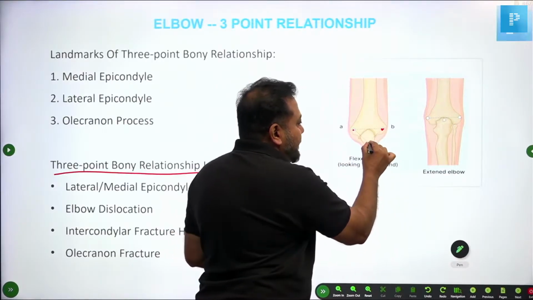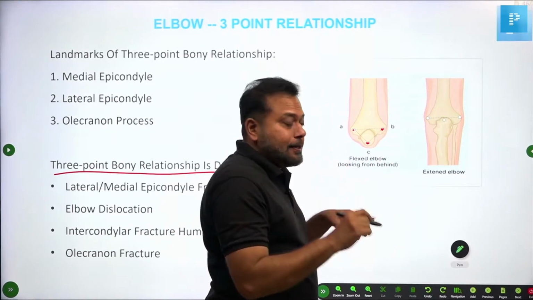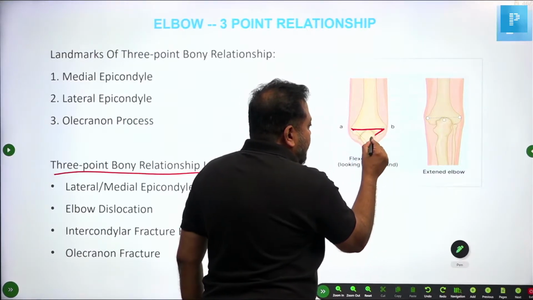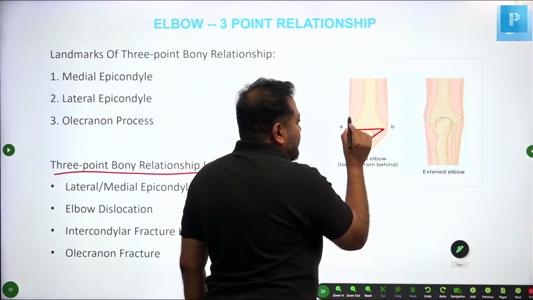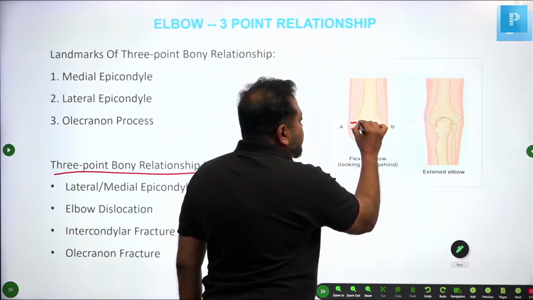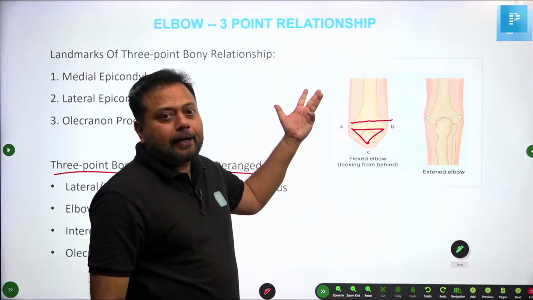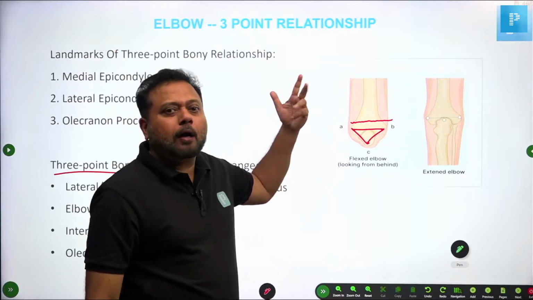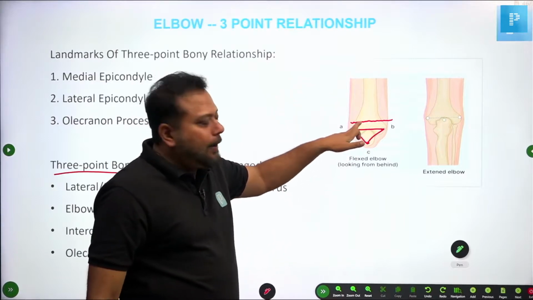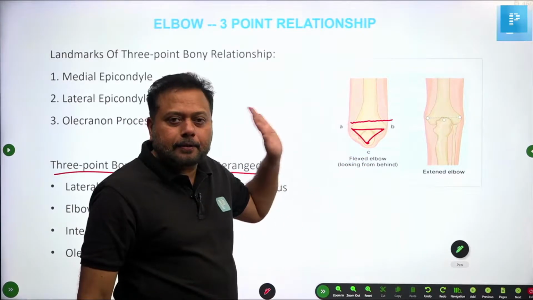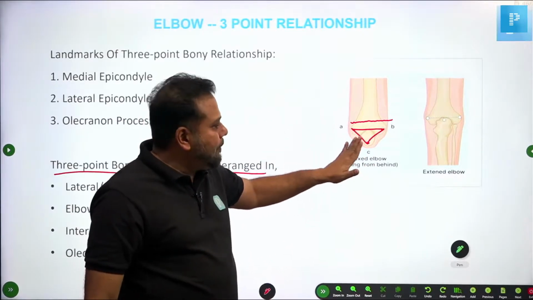This, see, Tamil Maran, I am explaining. Please listen. See, this is the medial epicondyle, lateral epicondyle, and tip of olecranon, a triangle. Supracondylar fracture is happening somewhere here, above the condyles. That is why it's called supracondylar. So in no way will a supracondylar fracture affect the three bony prominences. The triangle is well maintained.